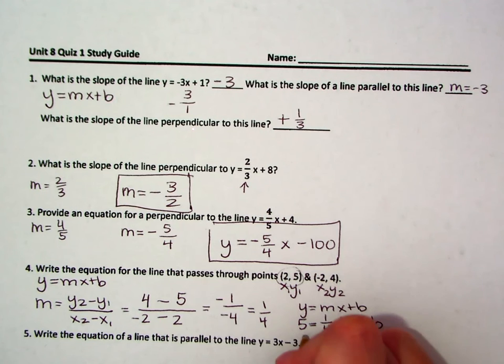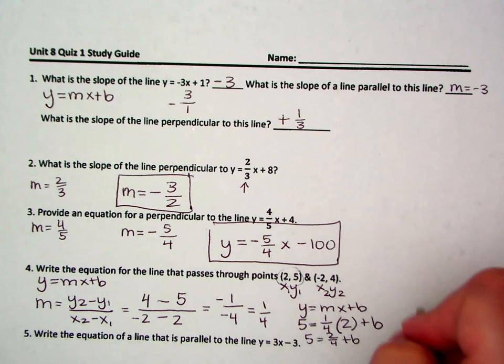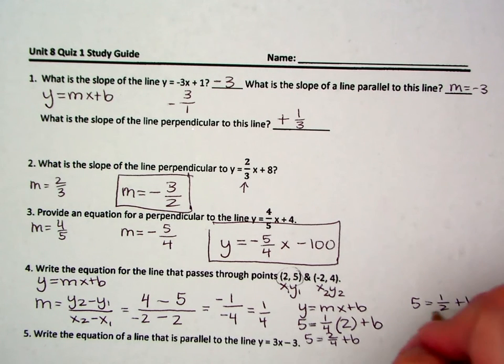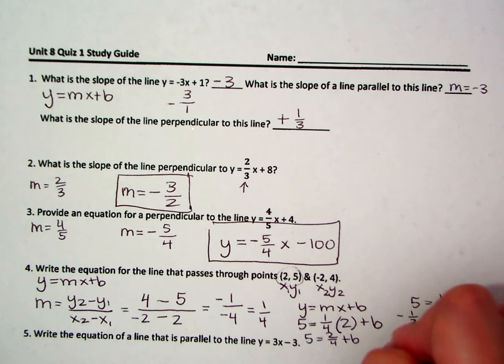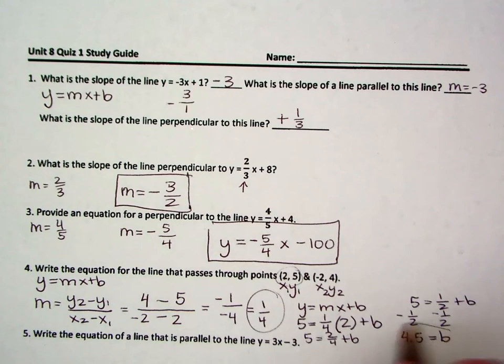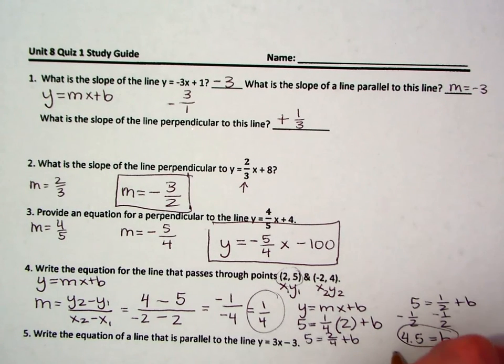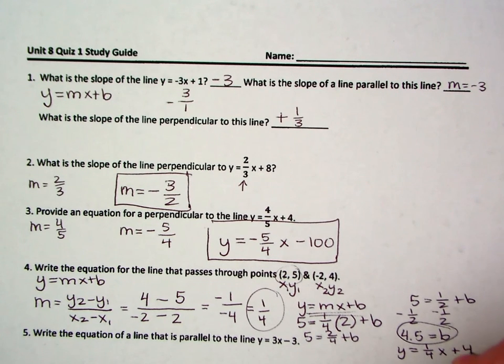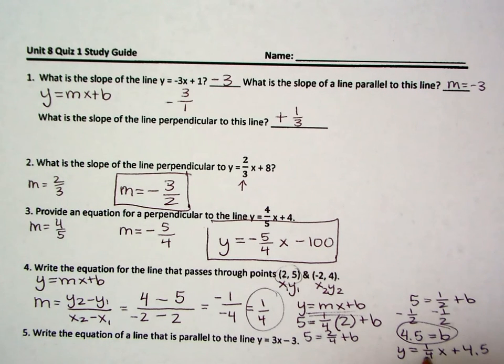So 2 times 1/4 is 2/4, which is also a half. So then here I have 5 equals 1/2 plus b. So to solve for b, I'm going to subtract 1/2 from both sides. 5 minus 1/2 is going to be 4.5, so that's my b. So for my final answer here, I'm going to use this slope and this b, and I'm going to plug it into y equals mx plus b. So y equals 1/4 x plus 4.5, or if you want, you could say this is 0.25x.